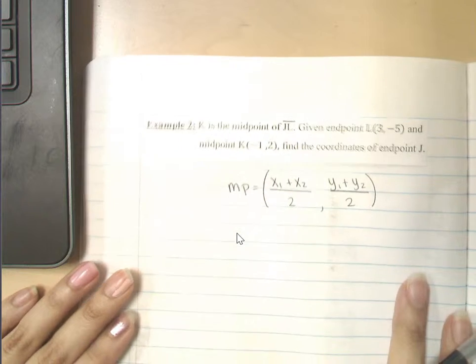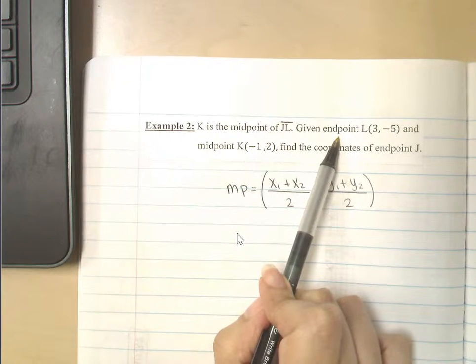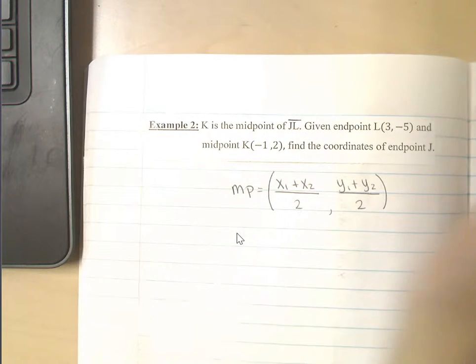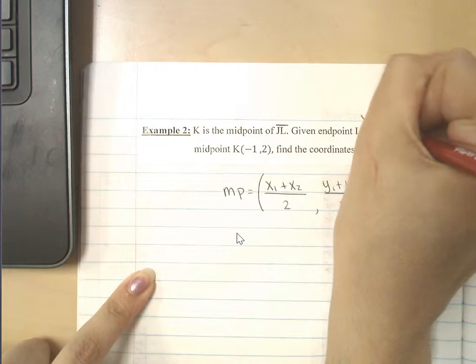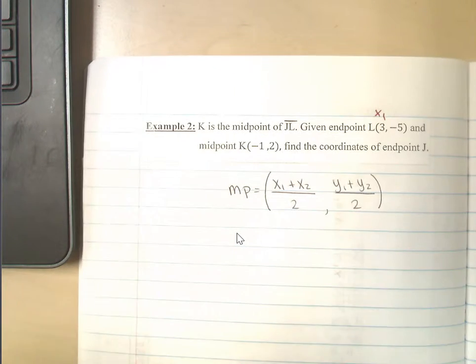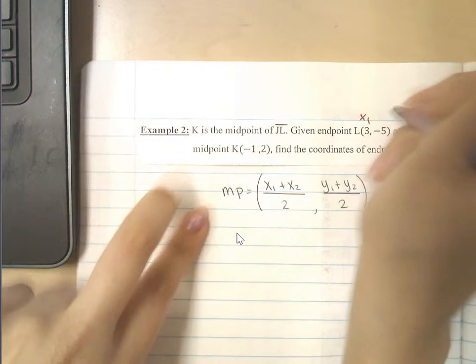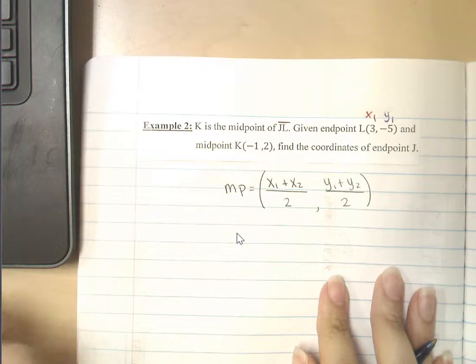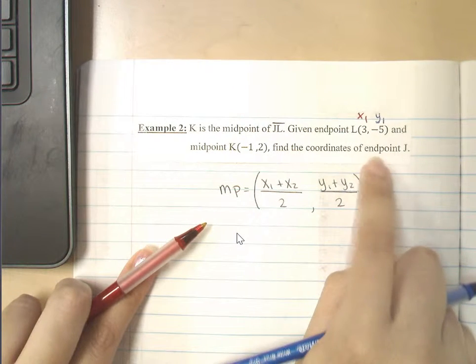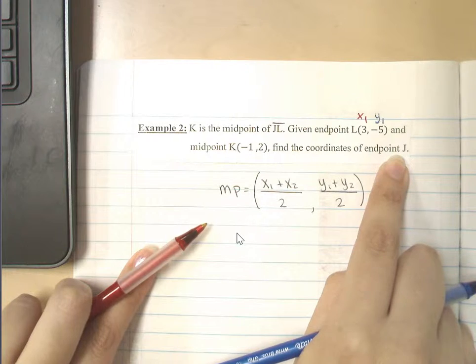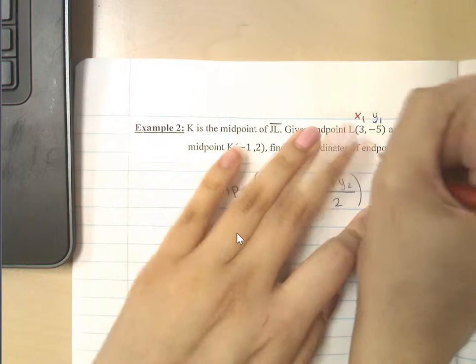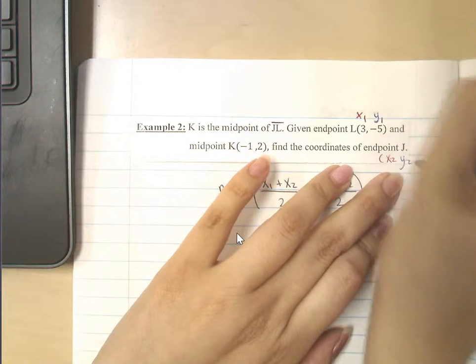So to do that, I have to take my endpoint and I'm going to label that as x1 and y1. So my x value for the endpoint is 3, that's x1. My y value is -5, so that's y1. The other endpoint that I'm trying to figure out, that's x2 and y2. So for this one, they're asking me for endpoint J, this is x2 and y2.